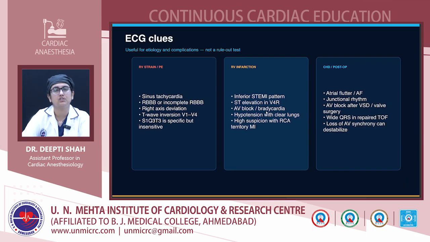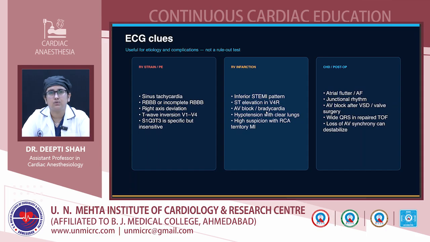Various ECG clues can help us with diagnosis of the etiology. For example, if there is sinus tachycardia, incomplete or complete RBBB, right axis deviation, or T wave inversions in V1 to V4, this might point towards RV strain. A predominant S wave in lead 1, a predominant Q wave in lead 3, and T wave inversions in lead 3 is specific for pulmonary embolism. However, it is insensitive.